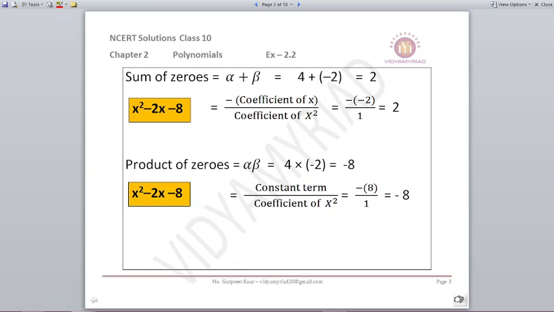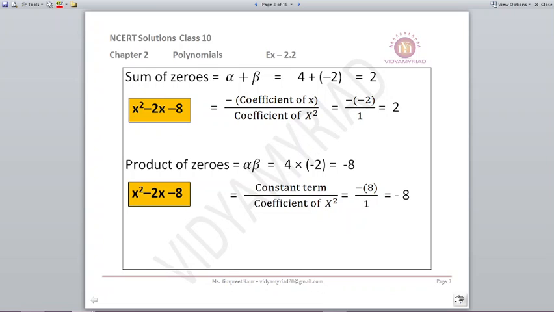Now minus coefficient of x: the coefficient of x is already minus 2, and minus of minus 2 is 2. The coefficient of x square is 1. So the answer is 2. The sum of zeros when we did alpha plus beta was 2, and with the help of coefficients it is also 2. Both the answers are the same.